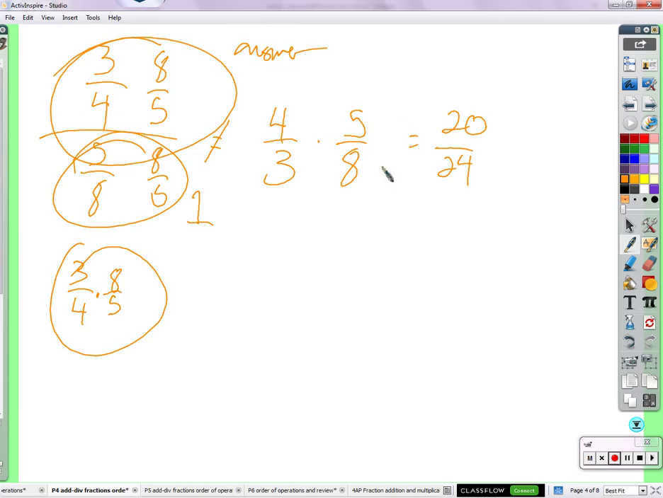If you can remember that there's something about multiplying with reciprocals on top and bottom, and I'll see how that works out. If I get it over 1, great. If I get 1 over something, well, then I've got the wrong answer.